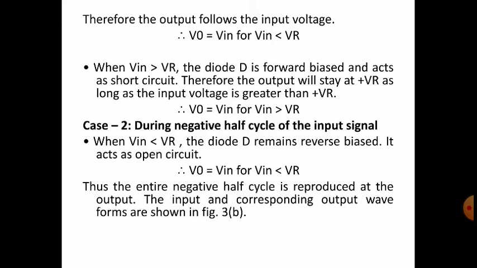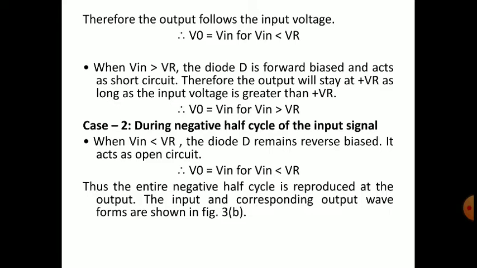During the negative half cycle of the input signal, when V input is less than VR. Sorry, see the second point in this slide. When V input is greater than VR, the diode is forward biased and acts as a short circuit. Therefore, the output will stay at plus VR as long as the input voltage is greater than VR. So this equation will be: V output is equal to VR for V input greater than VR.